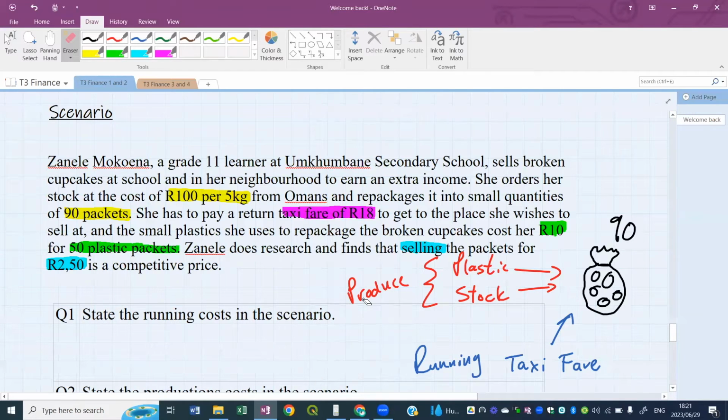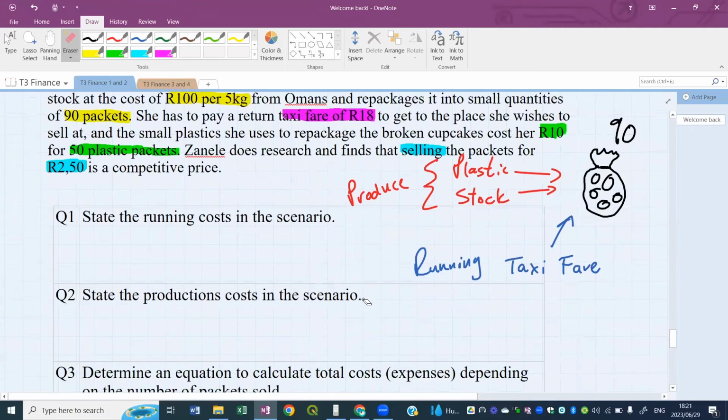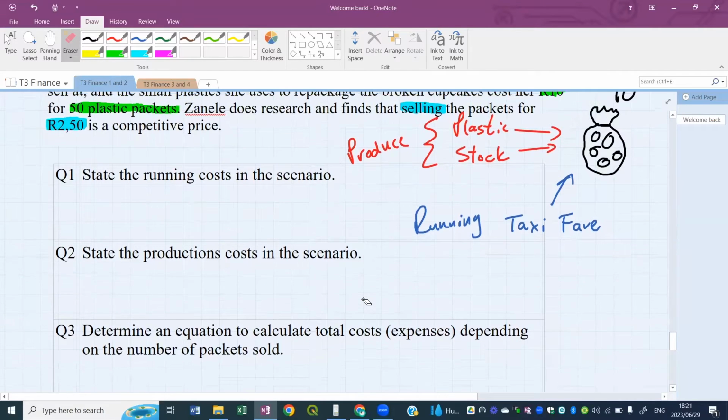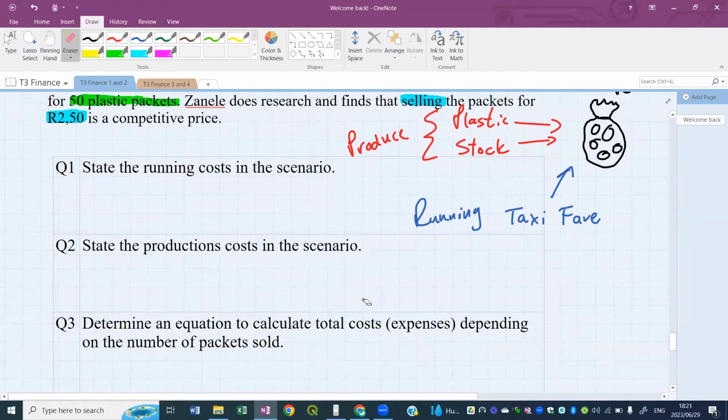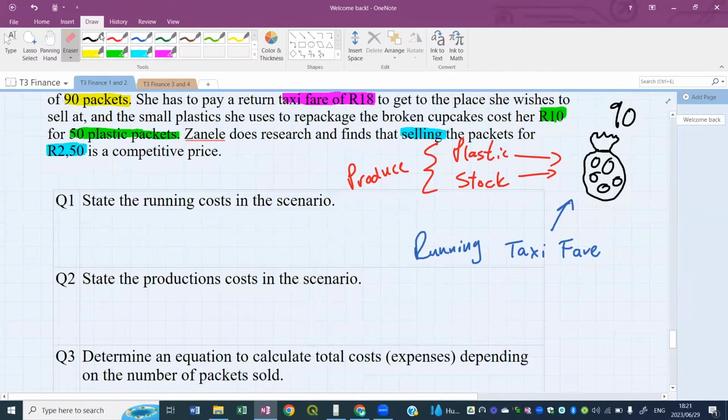Okay. So let me scroll down here to the first couple of questions. Number one. State the running costs in the scenario. Who can tell me? You can put it in chat if you want. What are the running costs? You can see at the end of the question, I've highlighted it for you. I've also written it down here and I've named it, but what is the actual cost? Taxi fare, 18 Rand. Thank you very much.